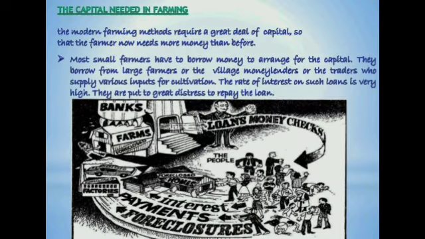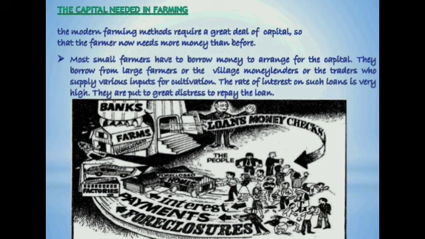Along with land and labor, the next important requirement for farming is capital, or the money required for cultivation. We know that modern farming methods require a farmer to spend more on farming than they used to spend before. Now let us look at how the farmers arrange capital for themselves.